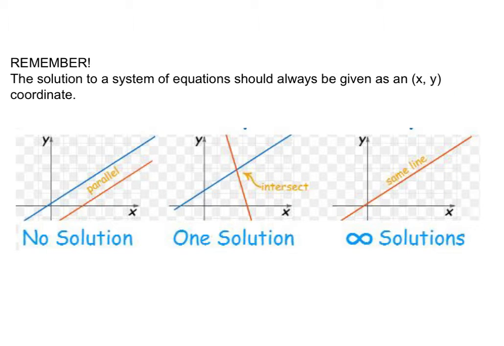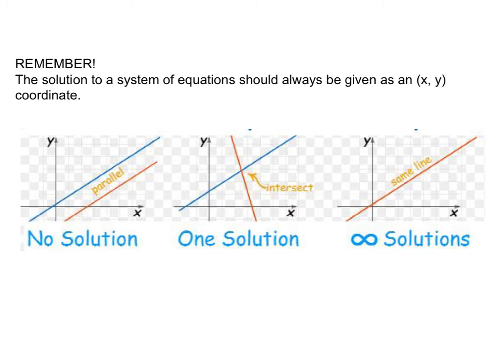First, we need to remember what type of solutions a system of equations should have. When two lines are parallel, there is no solution. And when the two lines end up being the same line, there's infinite solutions. But when two lines intersect at a specific point, that point is the solution. So our answer should always be an x, y ordered pair to represent that point of intersection.